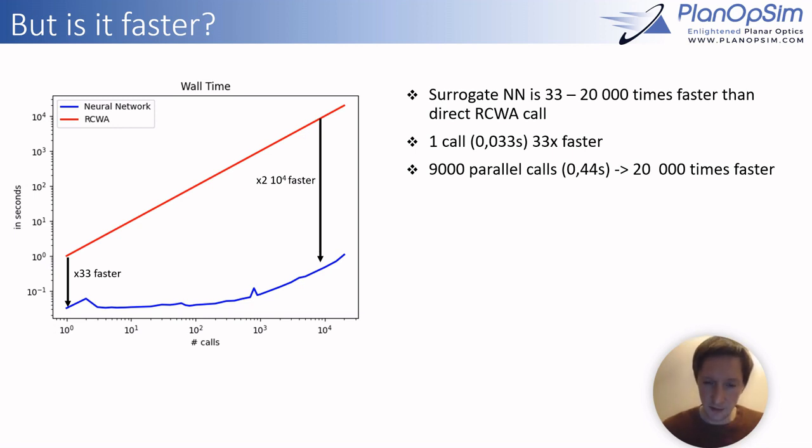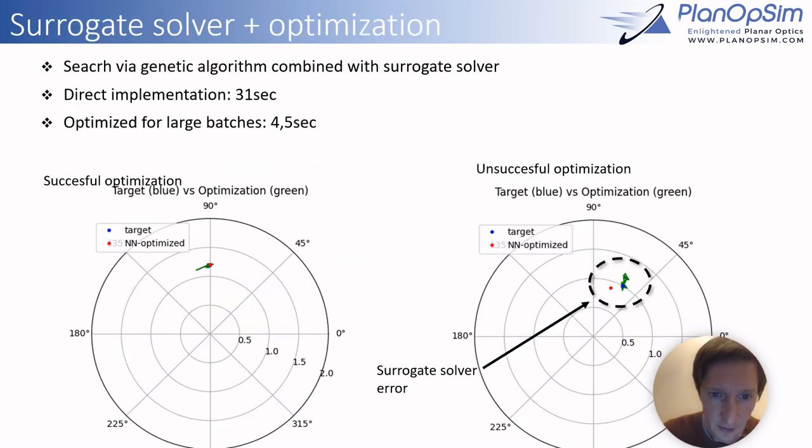And what's even more significant is that this algorithm scales much better when we use large batches of structures calculated in parallel. In those cases, it's even 10,000 to 20,000 times faster if we call 9,000 structures in parallel. And this we can now combine with our genetic algorithm and find solutions like we did before in around 400 calls, but do this now much quicker.